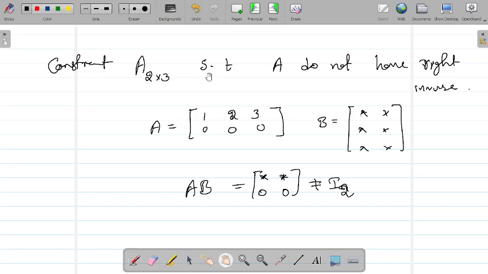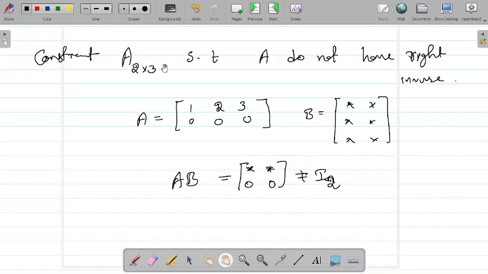Okay, so if you have a matrix of size 2 by 3, I can surely tell that there is no left inverse for this matrix. But when it comes to right inverse, we have to investigate depending upon the entries. Okay, I hope you understand.